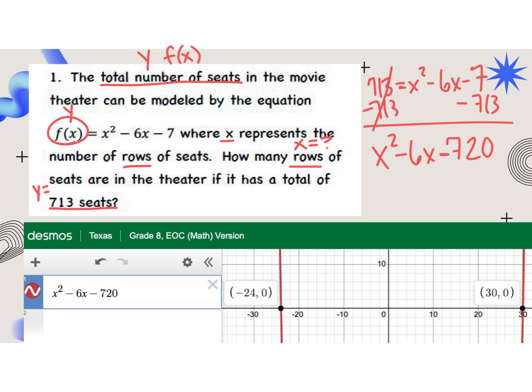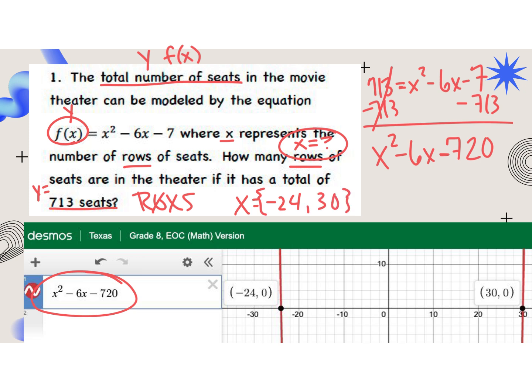And you can see here that I did graph my equation. I have two roots because we're looking for our x. So x equal, we're looking for the roots. The zeros, the x-intercepts, the solutions. And I have x is negative 24. And I have positive 30.